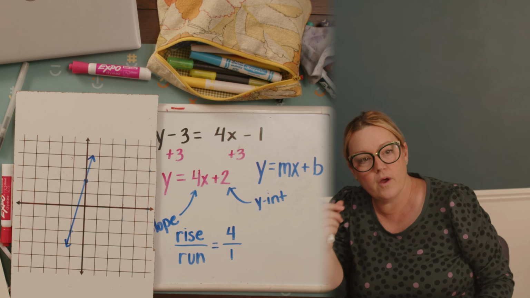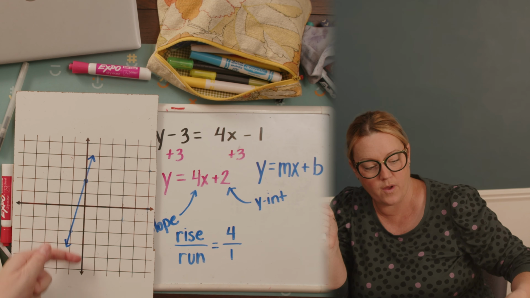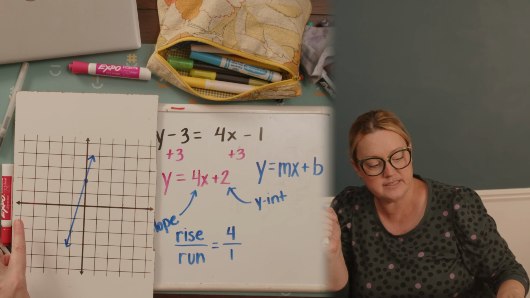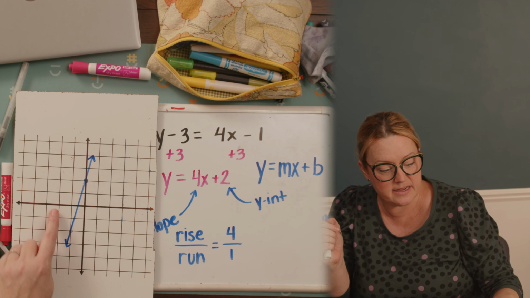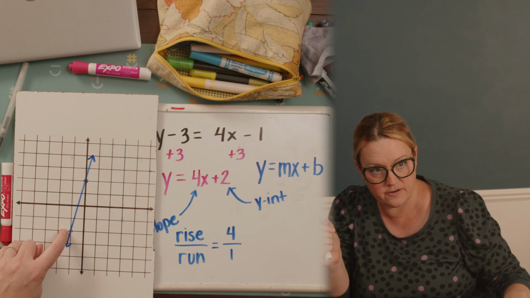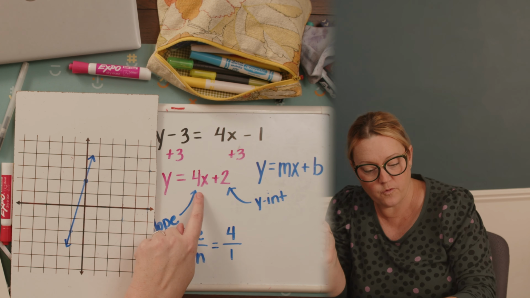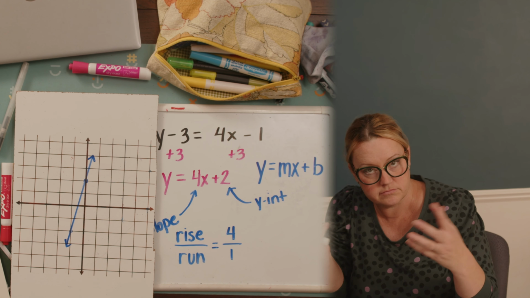What is y in the equation? Y is the y value that's going to be on the y-axis here. X is the x value that's going to be here. So when x is -1, y is -2, because 4 times -1 is -4, plus 2 is -2. It's mathed up.